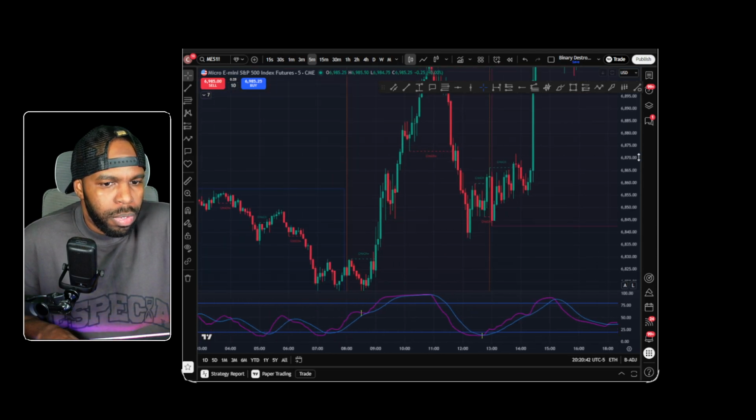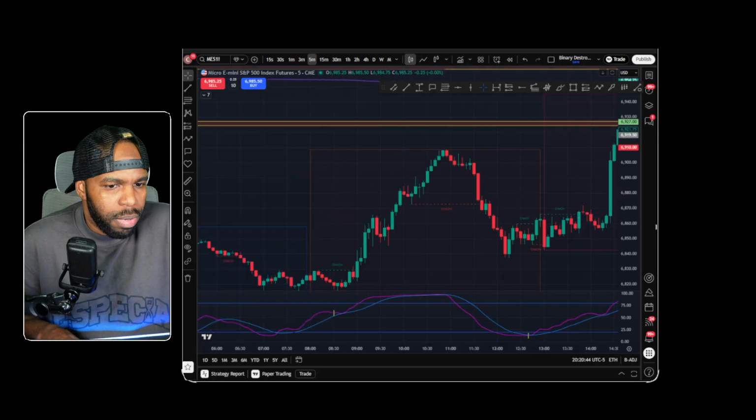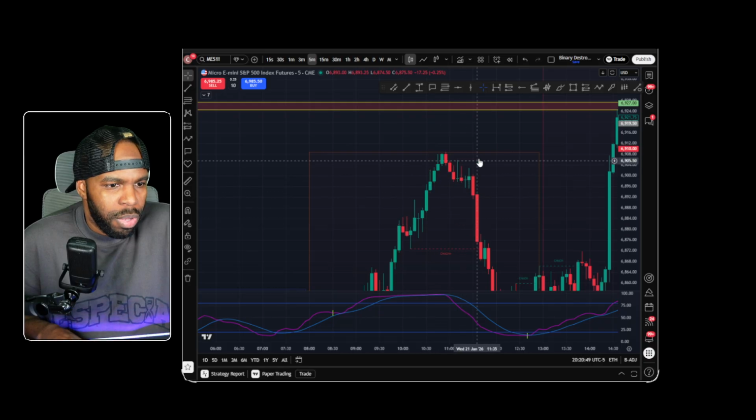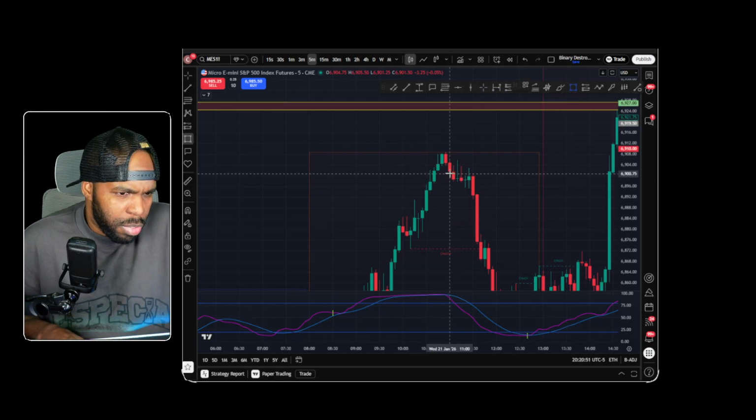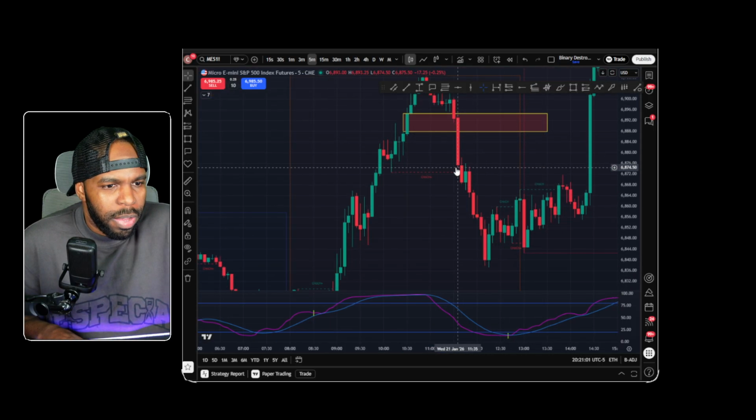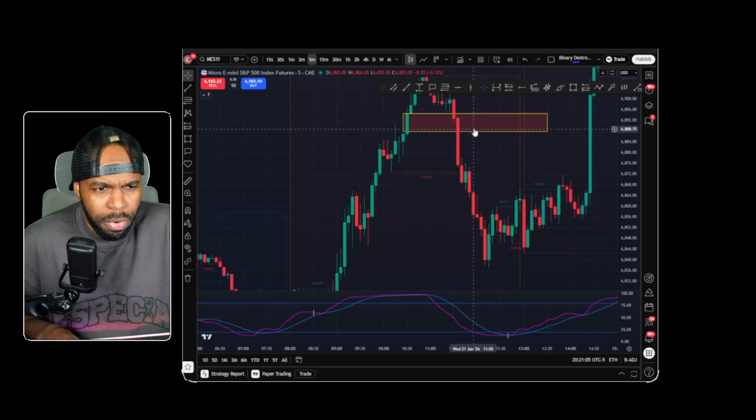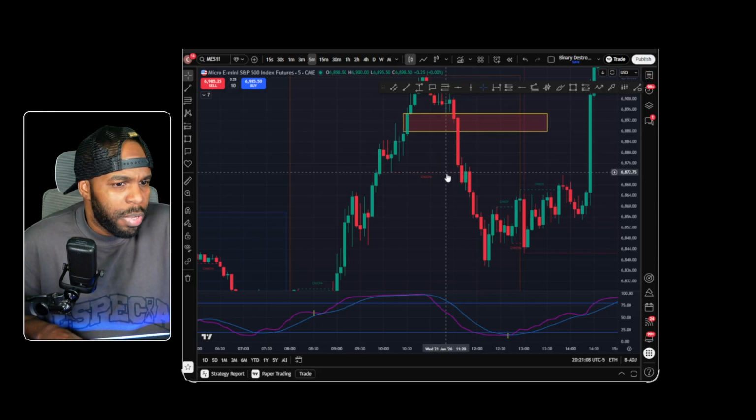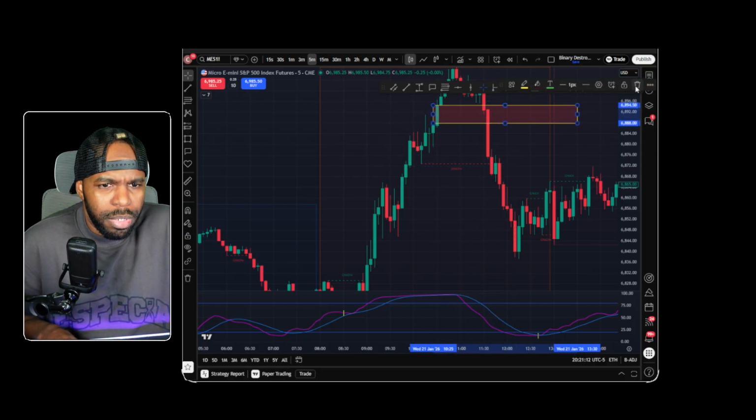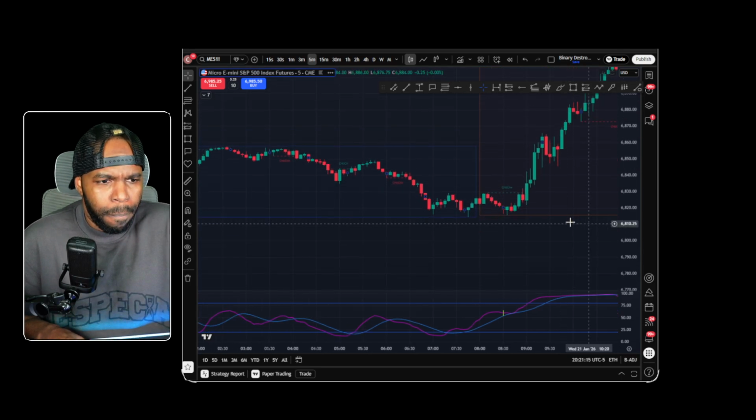Now you could also have caught this move right here. This is the U.S. session, swept above London session. I probably wouldn't take this because I'll tell you why. Price is far away from this. I probably would have waited for price to come back up here, but price never came back up here. When price is just too far away from the fair value gap, I'm not going to take it. I'm just going to wait for price to pull back into it.